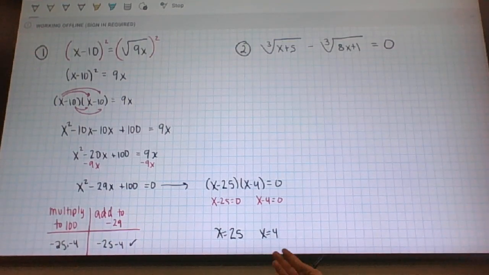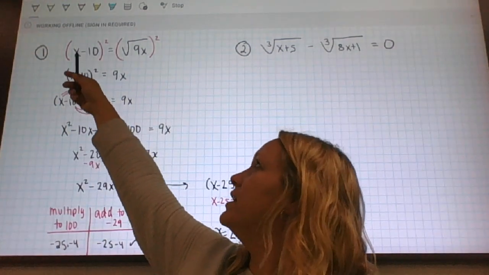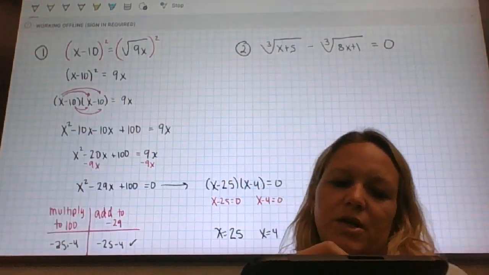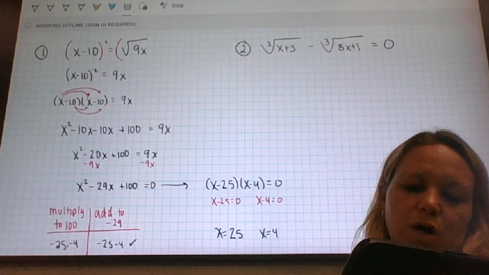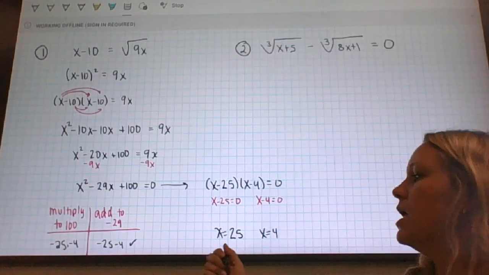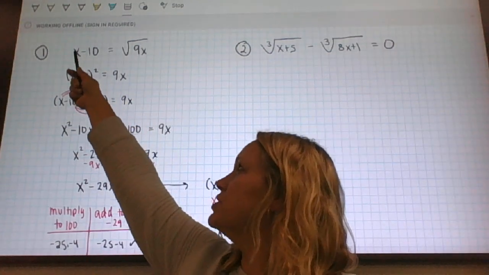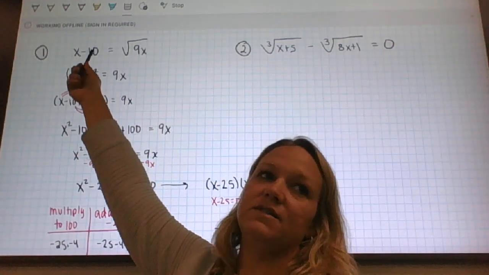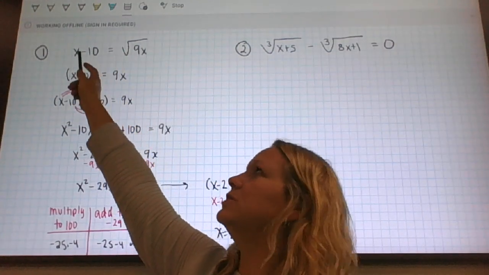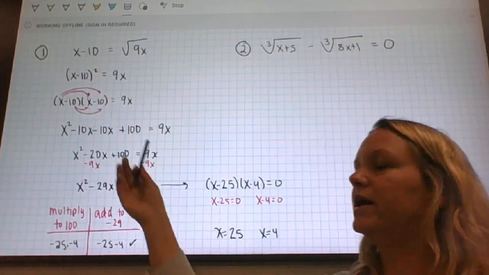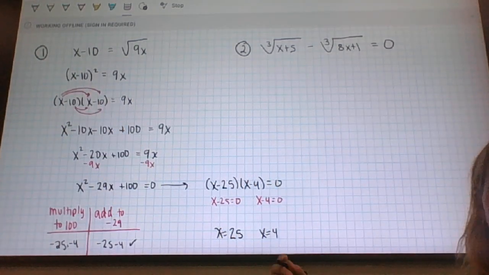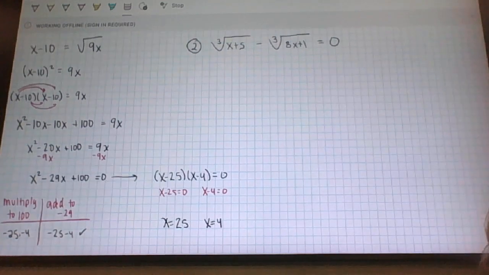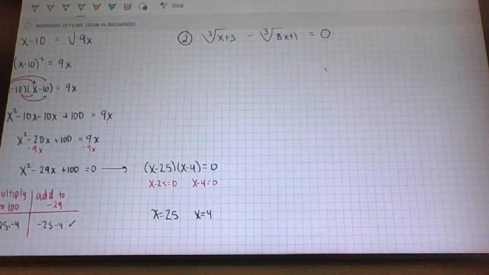The 4, when I put it here into the original, and maybe I should erase my work so you can see the original. When I put the 4 into the original, 4 minus 10 is a negative 6. And this square root will not be negative. So right away, the 4 can be seen as extraneous. But I'm going to plug it in anyway so we can see why it doesn't work.